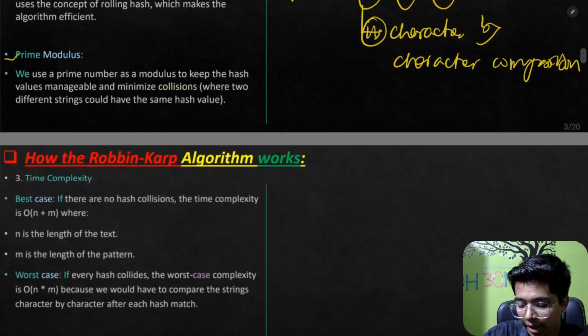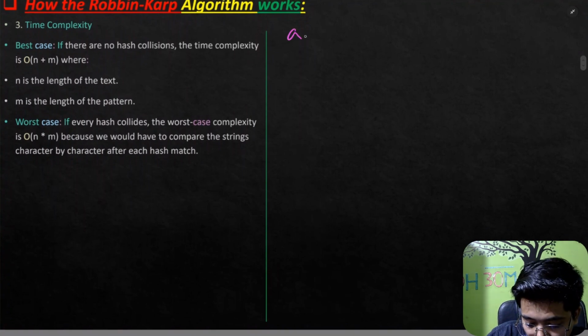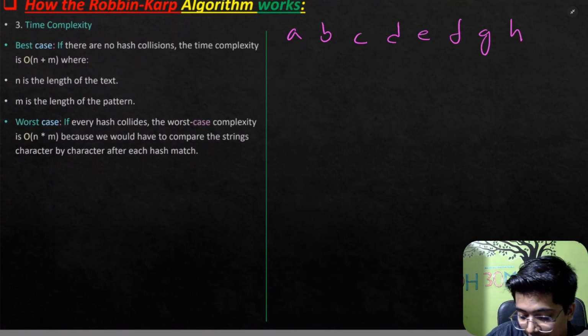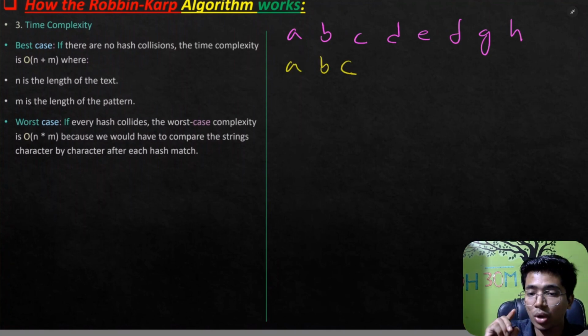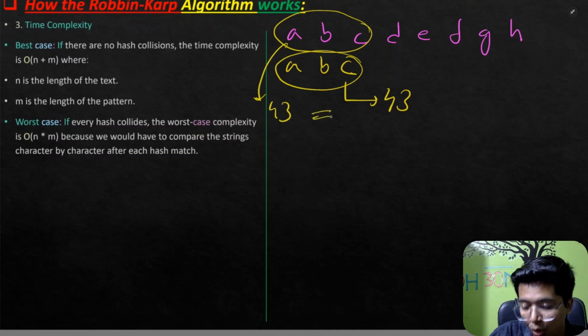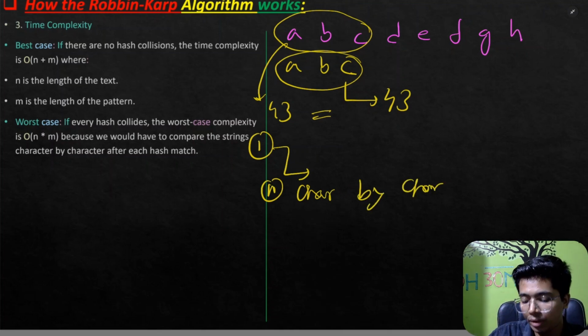That means let's come here, and what is our text? That was A, B, C, D, E, F, G, H, and the pattern was A, B, C. So first we calculate the hash of it, and let's say the hash is 43. Now we calculate the hash of this section, and it is 43. If both hash values match, then we do the second step, character by character comparison, as I told. Now the main method we are understanding is rolling.